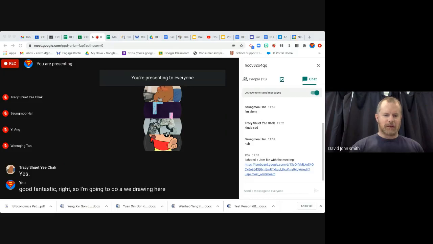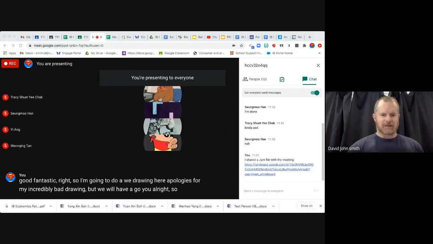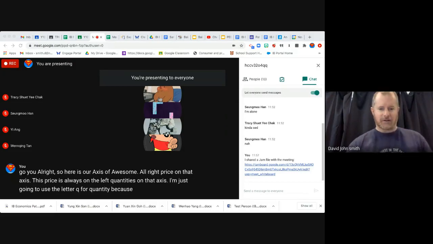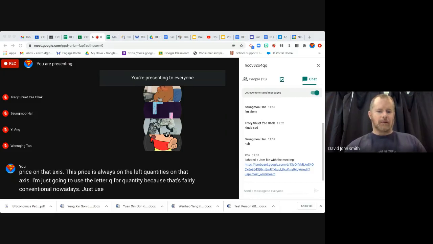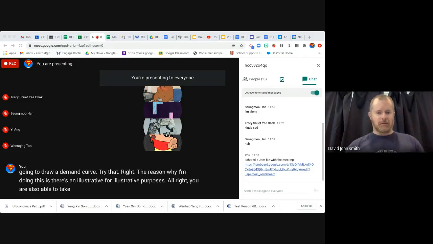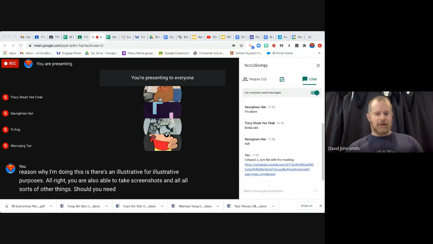Apologies for my incredibly bad drawing, but we will have a go. All right, so here is our axis. Axis of awesome. Price on that axis. This price is always on the left. Quantity on that axis. I'm just going to use the letter Q for quantity because it's fairly conventional nowadays. I'm going to draw a demand curve, just like that. The reason I'm doing this is for illustrative purposes. You are also able to take screenshots and all sorts of other things that you can include in your notes.